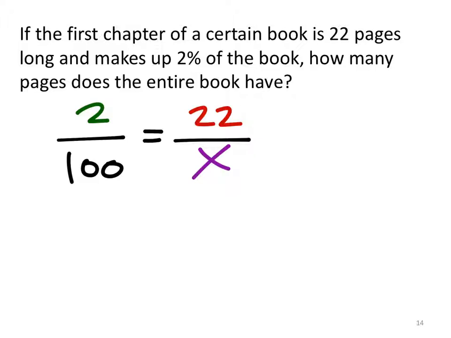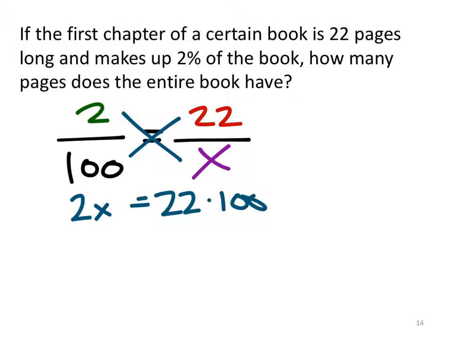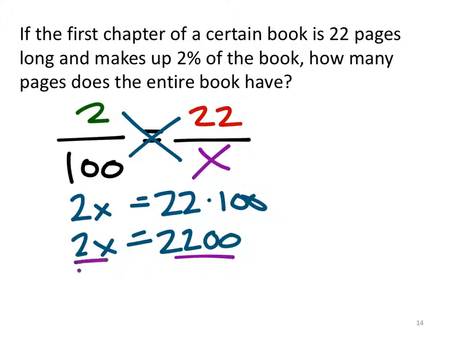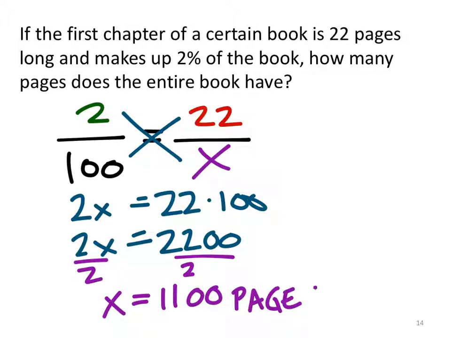Again, I don't know which terminology you prefer. In any case, though, we can cross multiply this. So I've got 2x now equals 22 times 100. So 2x equals 2200. And then we'll divide both sides by 2. And we see that x equals 1100. But this is a word problem, so please don't forget to label it 1100 pages.